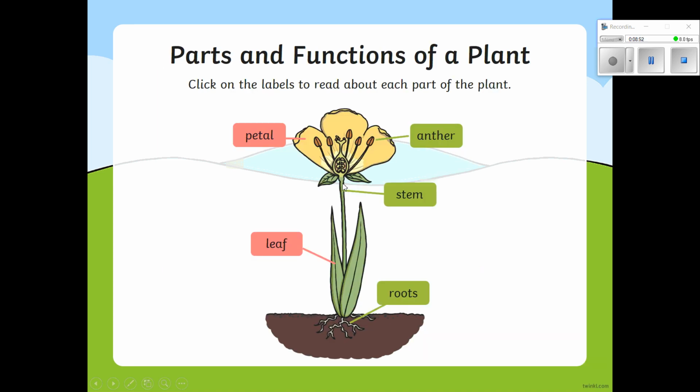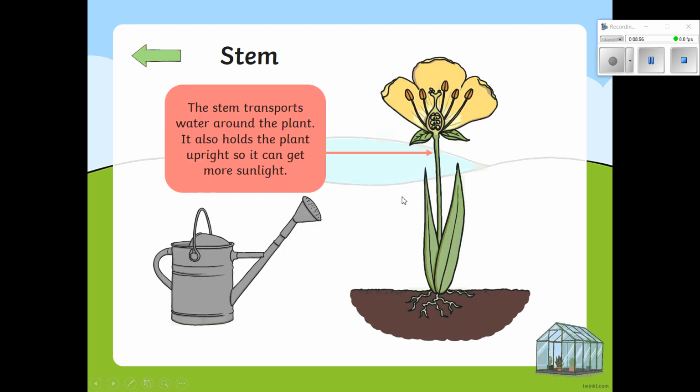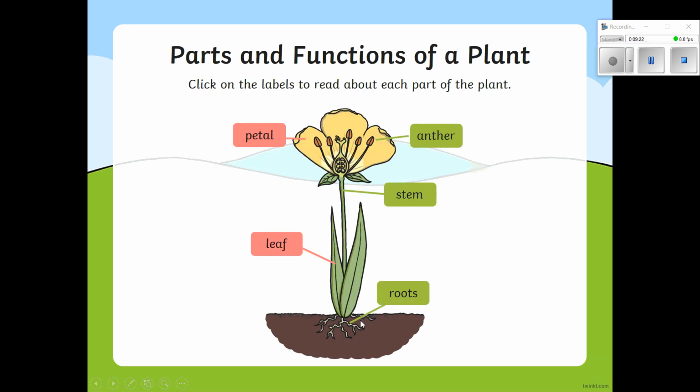Next, let's learn about the stem. This is like the big stick in the middle. Let's learn about the stem. So the stem transports water around the plant. It holds the plant upright so that it can get more sun. So the roots suck in the water and then the stem takes the water from the roots up to the flower at the top. So the stem has got a very important job. Okay, so we've got roots, leaves, stem.